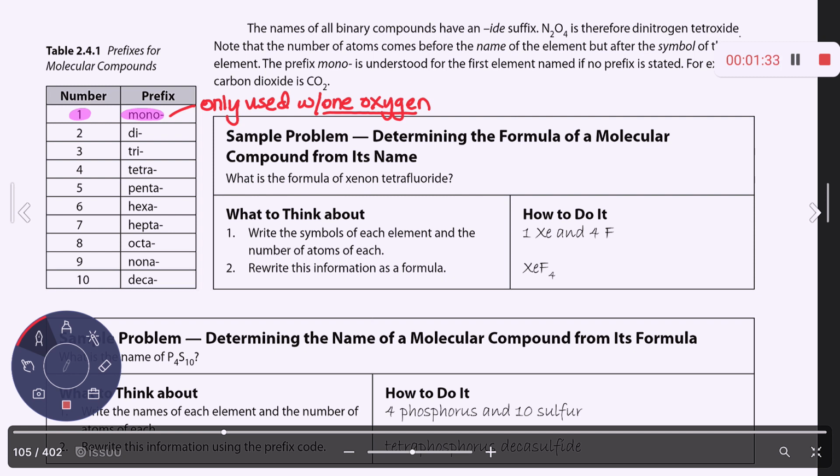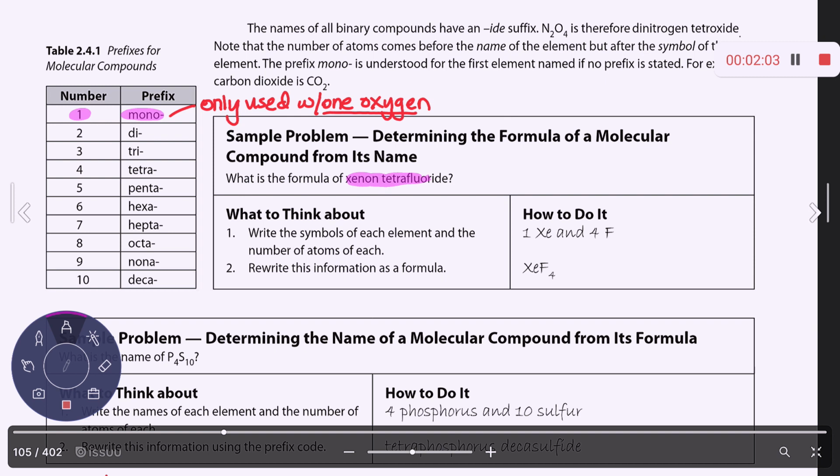Okay? The rest we use all the time, and we put them in front of the names of the nonmetal. So we're going to name the nonmetal. If there's more than one, then we put the prefix in front of it. And then we name the second nonmetal, because we'll have two stuck together. We use the prefix in front of it if needed. And then we change the ending of the second nonmetal to ide. So let me give you an example.